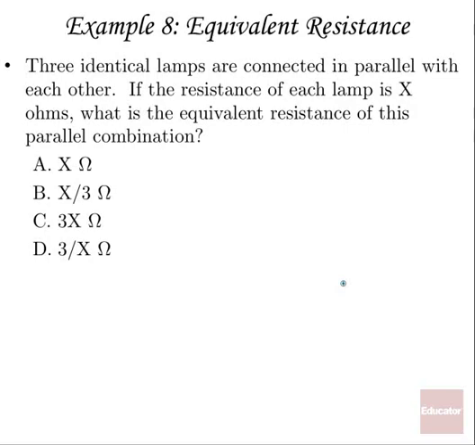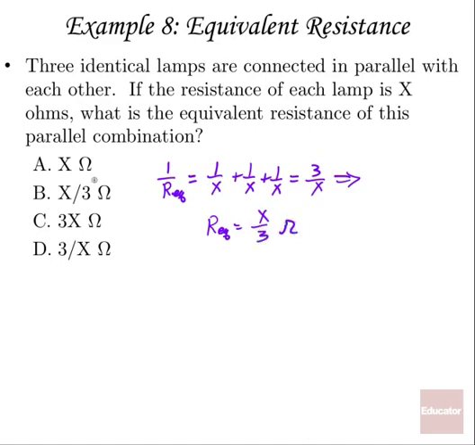Equivalent resistance. Let's assume 3 identical lamps are connected in parallel with each other. If the resistance of each lamp is X ohms, what's the equivalent resistance of this parallel combination? Well, 1 over R equivalent is going to be 1 over X plus 1 over X plus 1 over X, which is equal to 3 over X. And if 1 over R equivalent is 3 over X, then R equivalent must be X over 3 ohms. Answer B.